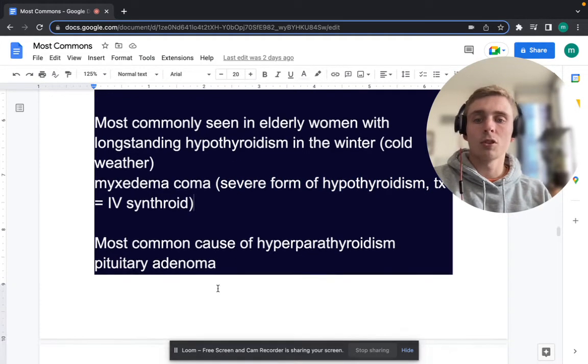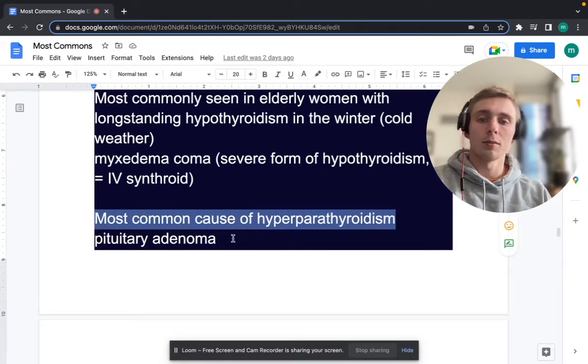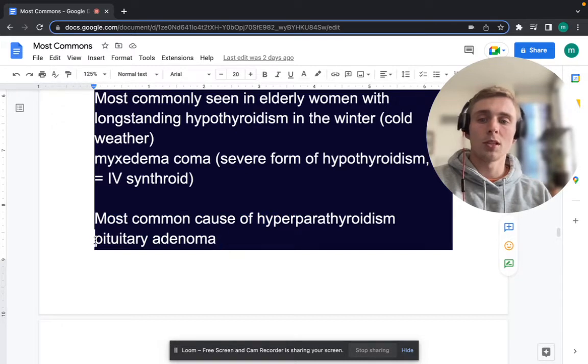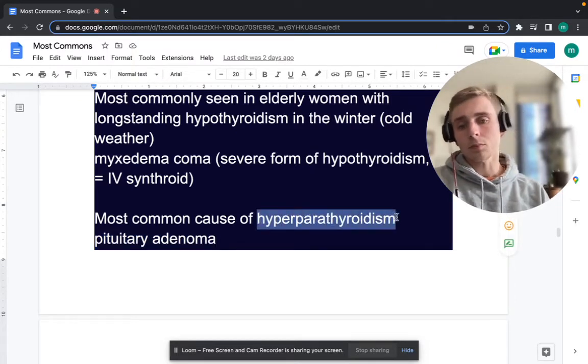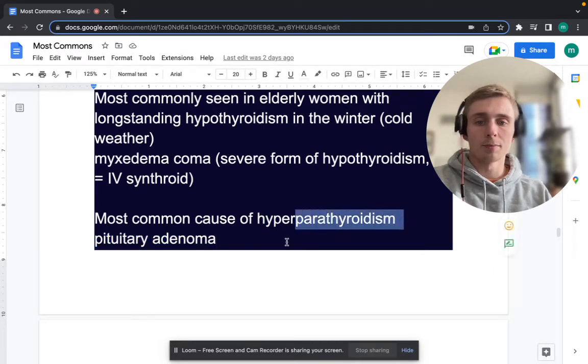How about the most common cause of hyperparathyroidism? So the most common cause of hyperparathyroidism, that's just going to be a pituitary adenoma. So pituitary adenoma is like 85 to 90% of the causes of hyperparathyroidism. So most common cause of hyperparathyroidism is a pituitary adenoma, and these can be removed with a parathyroidectomy.